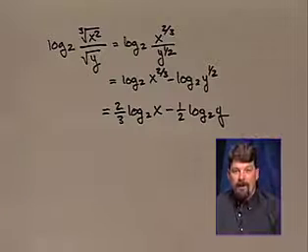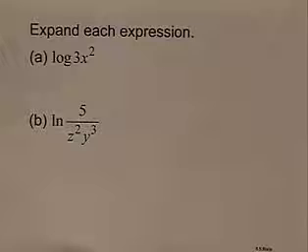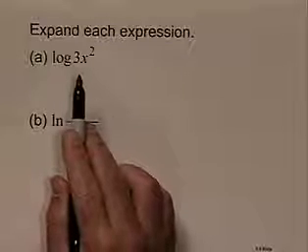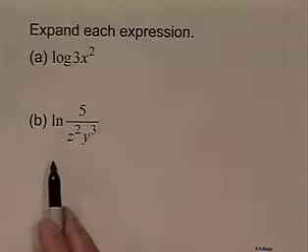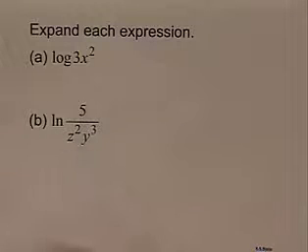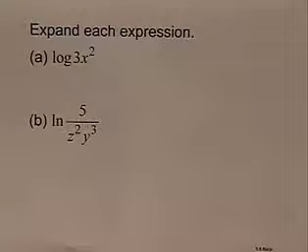Okay, well, I'm going to give you a chance to try a problem now. In this problem, you're asked to expand each expression. The first one is log of 3 times x squared, and the second one is the natural log of 5 divided by z squared times y cubed. So stop the tape and give this a try. Okay, now I'll try the problem.